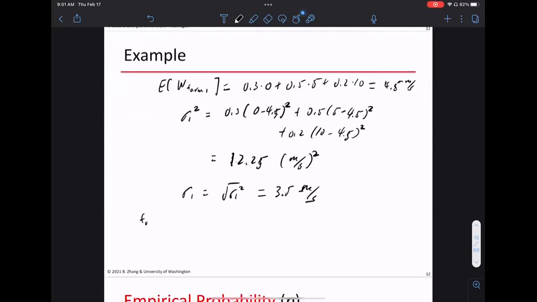We can repeat it, same thing for farm 2. We have a mean of 4.4 meters per second and a sigma 2 of 3.14. This is basically directly plugging into the formula and computing all these numbers. So not much going on there.